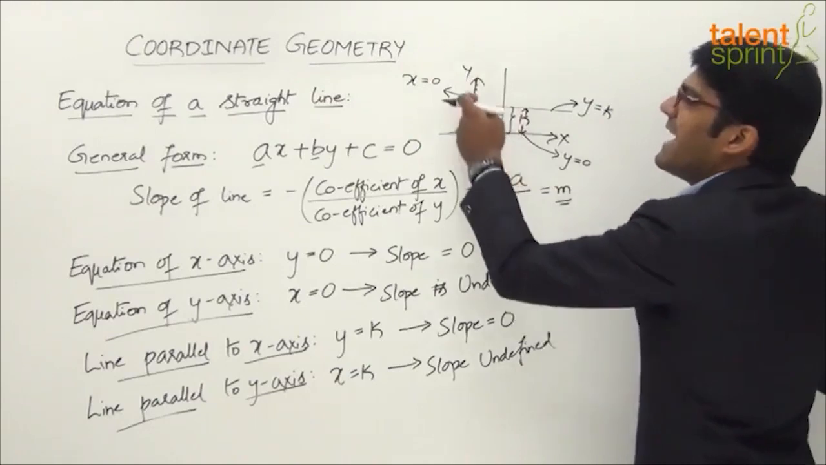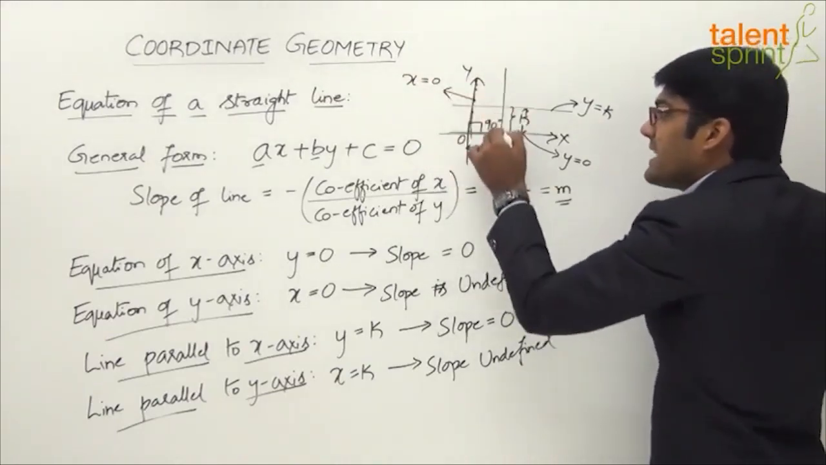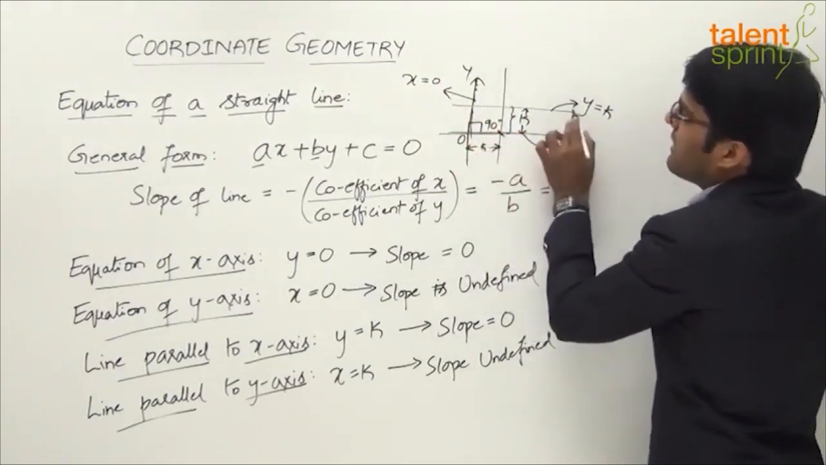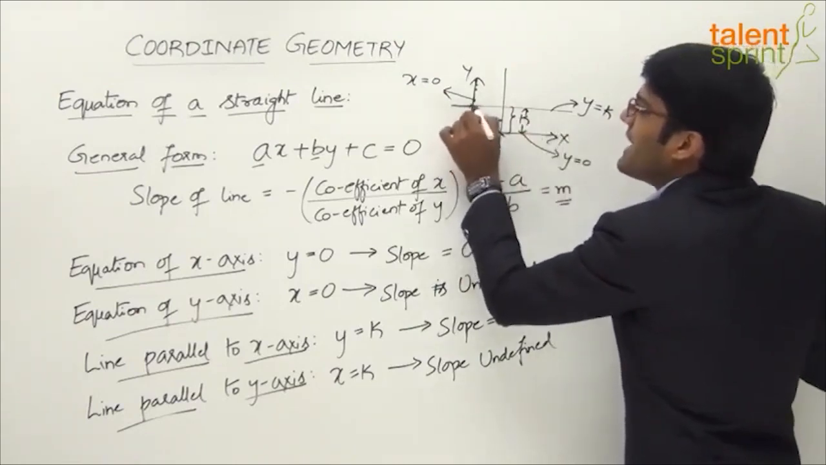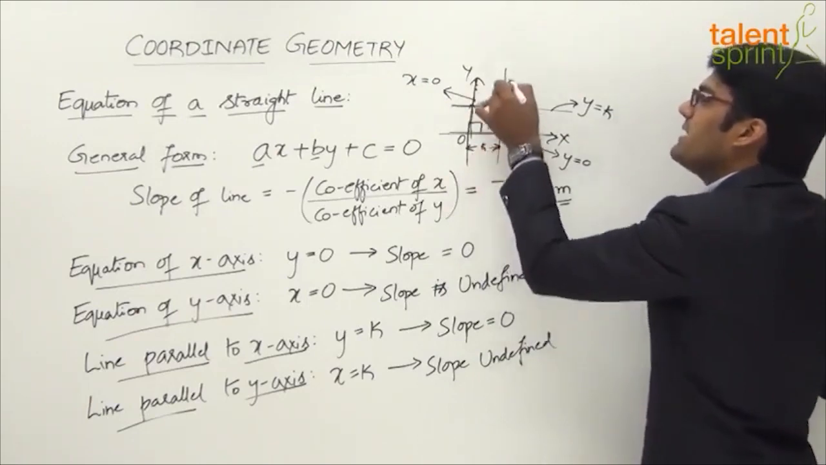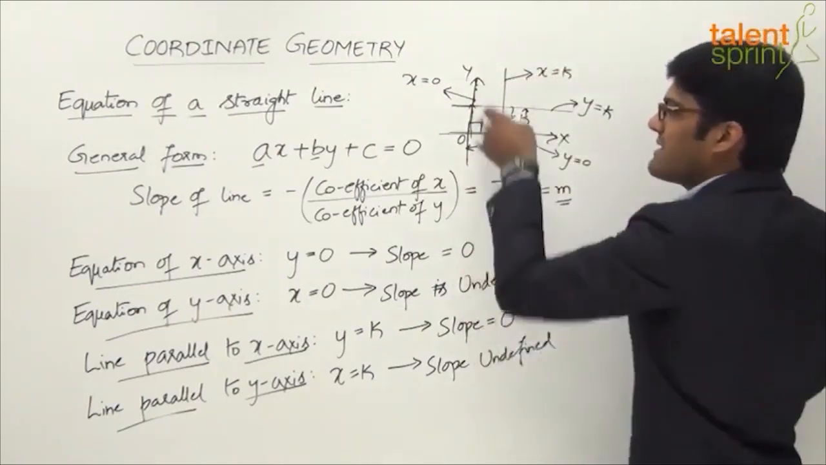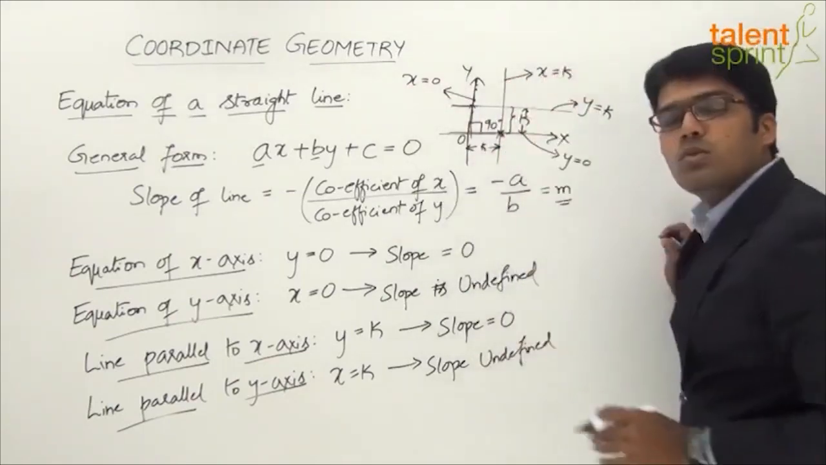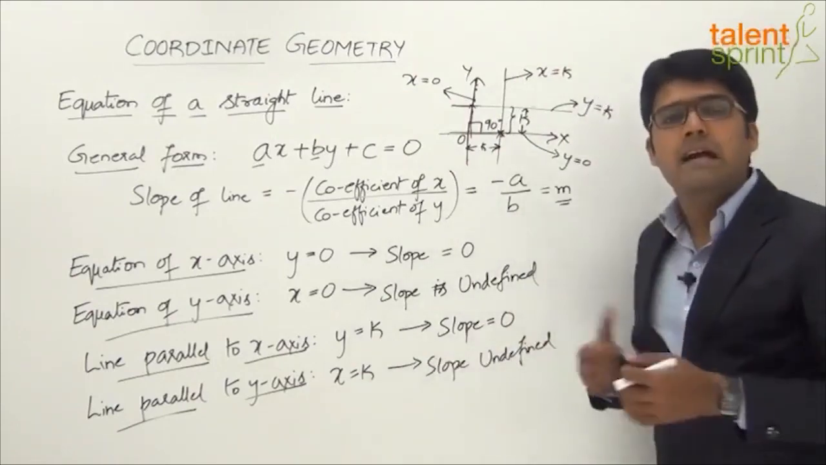See, y-axis x equal to 0, right? On this line x will be equal to 0, but this line is cutting x at what point? At k. Like the earlier case, this line parallel to x-axis was cutting y-axis at a point k, and likewise this line here is cutting x-axis at a point k. So we can say the equation of this line is x equals k, right? So for y-axis x is 0, and for any line which is parallel to y-axis, x equal to k will be the equation. So we can say x equal to k is the equation, and slope remains undefined.